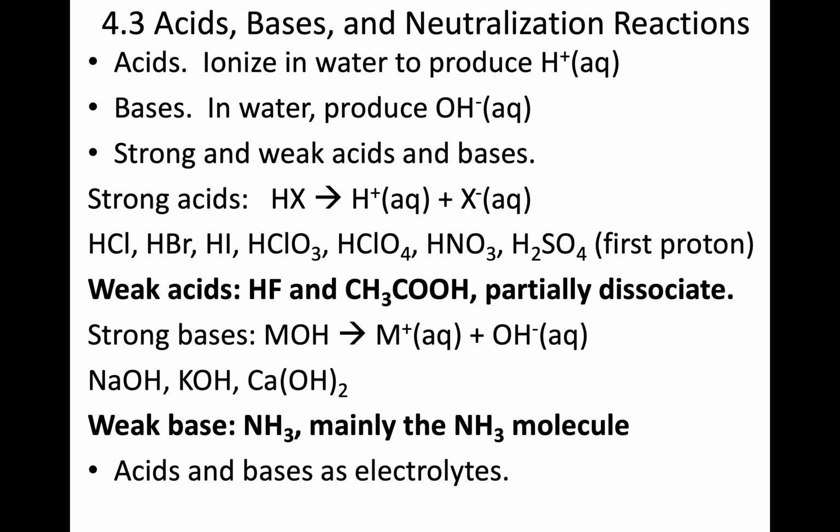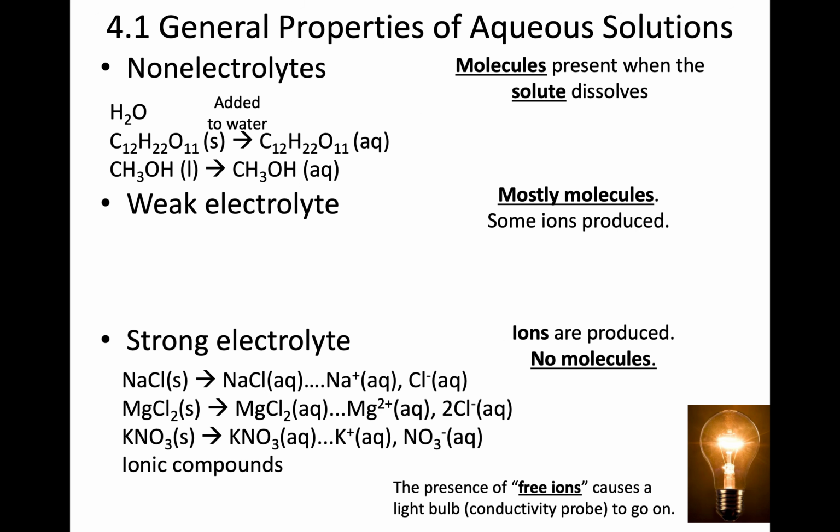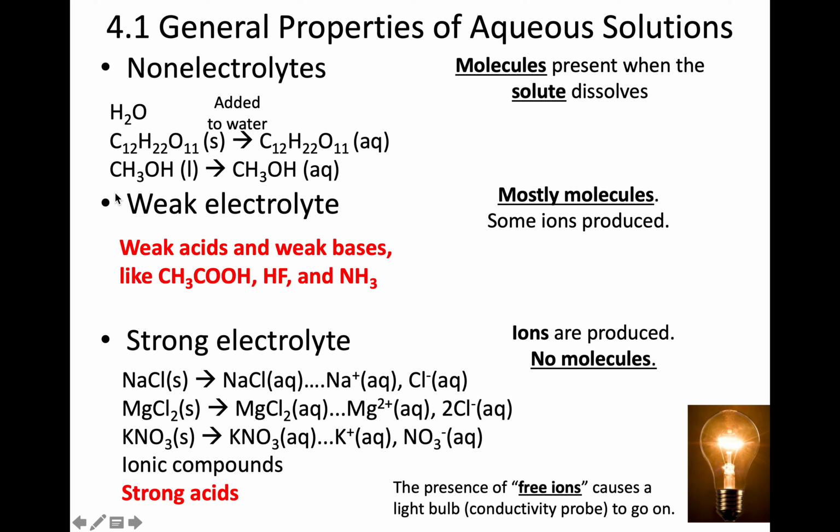So we can add this to our summary sheet. Weak acids, HF and acetic acid, only partially dissociate. Those are common examples that we'll see. Our weak base that we'll frequently see in examples is ammonia. That's mainly the ammonia molecule. So if we go back to our general properties and add this information, we now have cases of weak electrolytes. Weak acids and weak bases are weak electrolytes. If I add acetic acid, HF, ammonia, they'll be mostly in the molecule form and only some ions produced. Adding to our list of strong electrolytes, strong acids are also strong electrolytes. Nitric acid, HCl, HBr, all strong acids, all strong electrolytes.